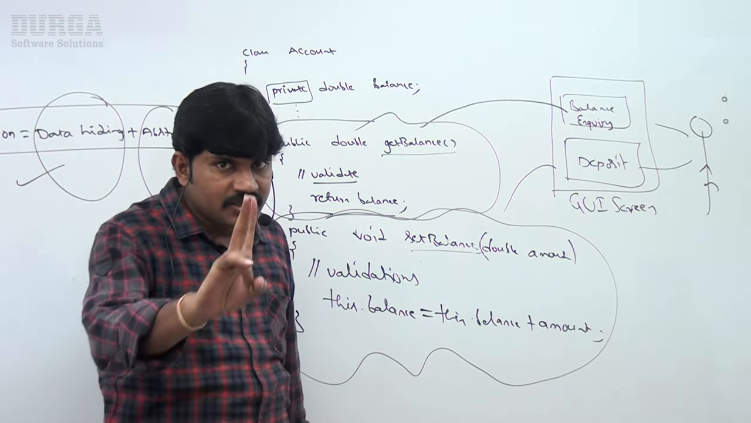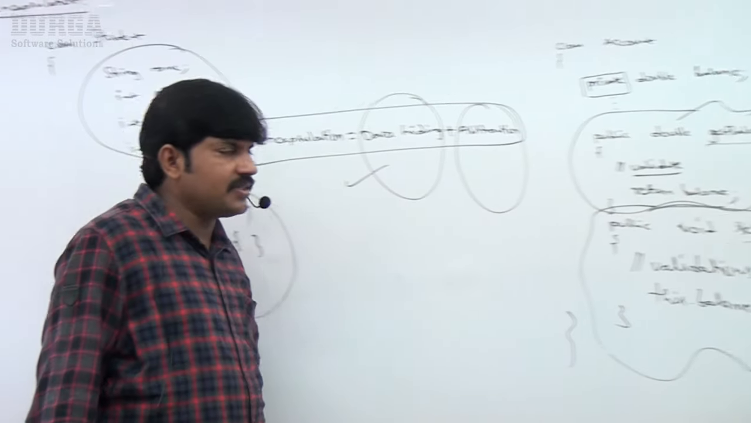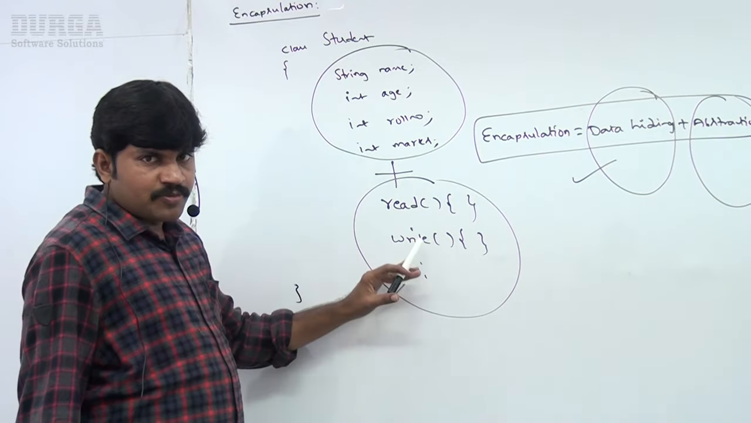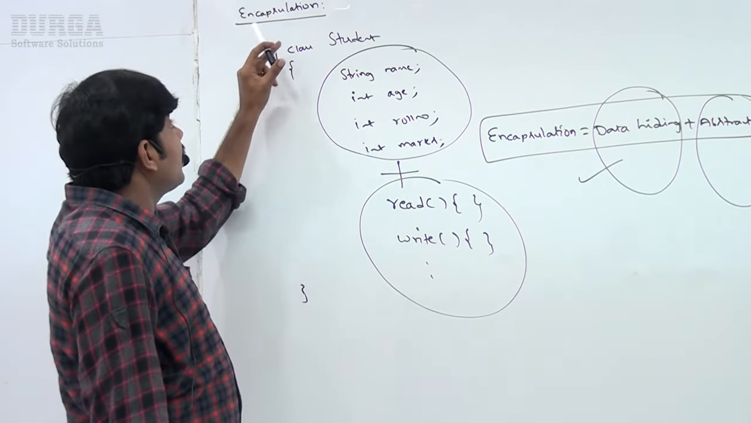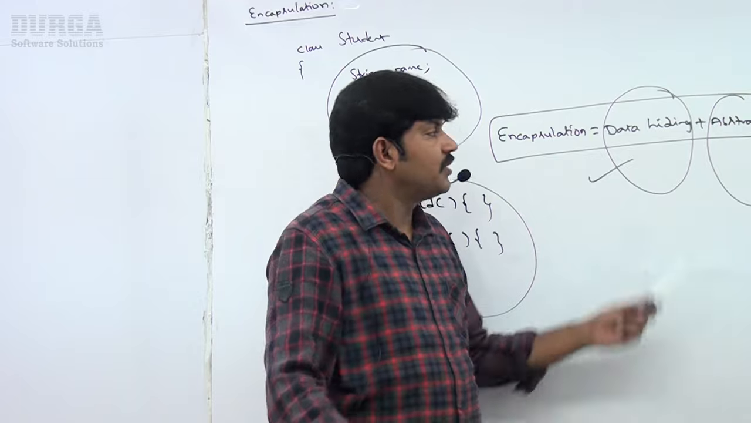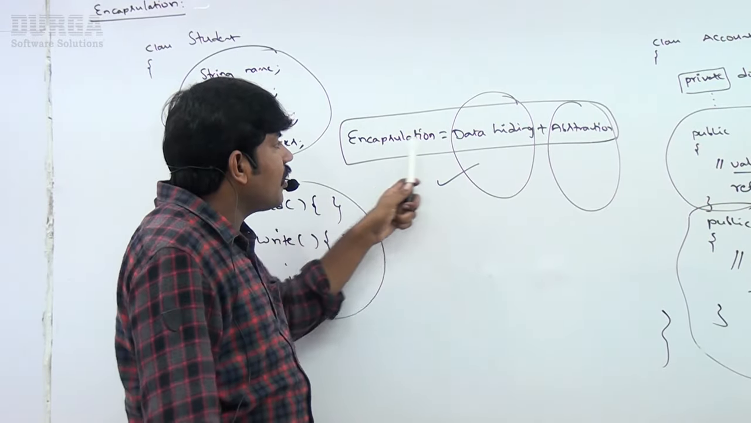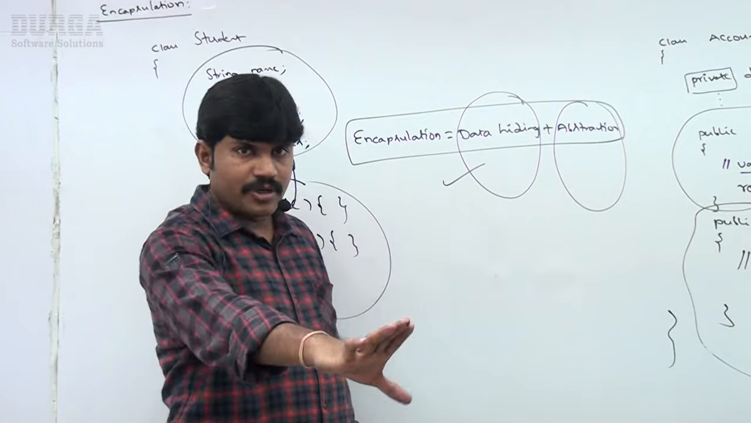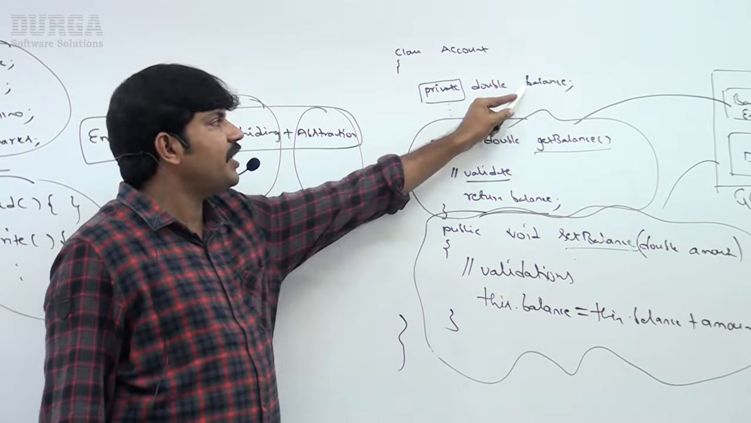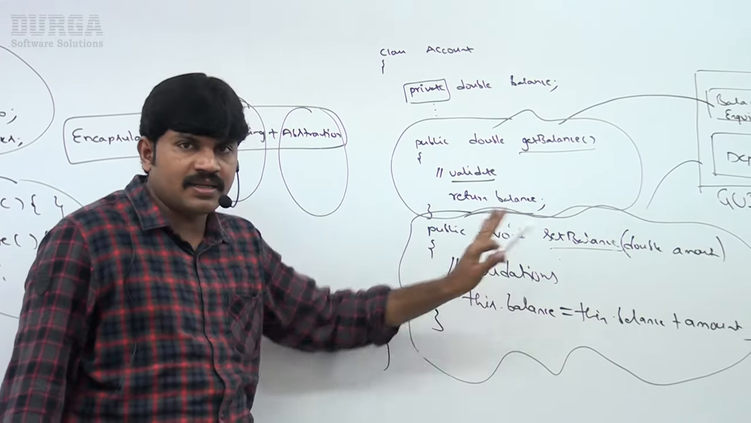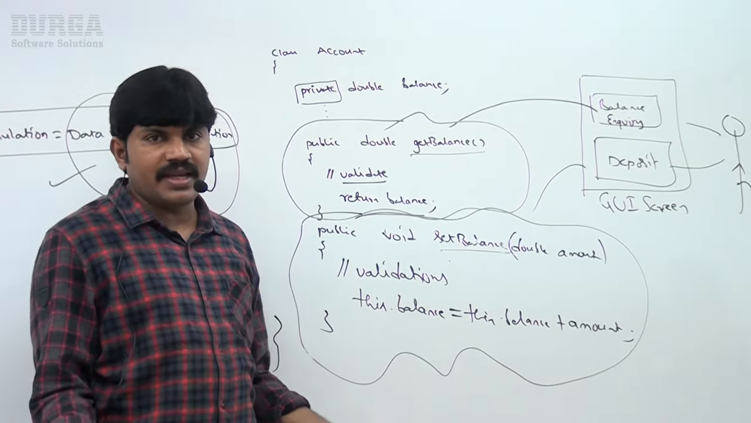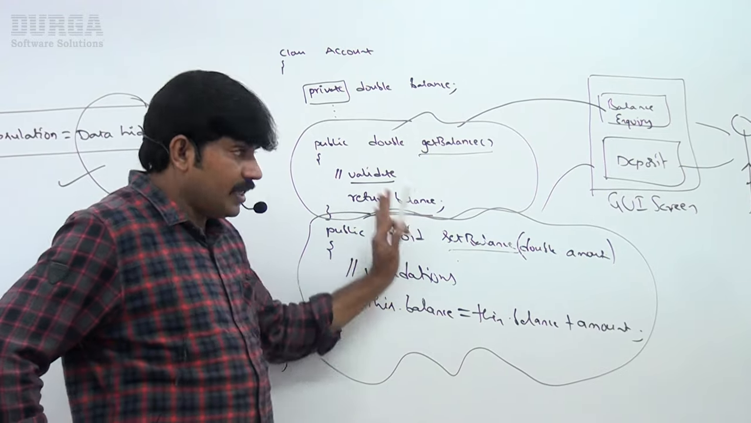Everyone can understand? Sir, I provided two definitions, right? What is the definition? One: grouping data members and the corresponding methods into a single unit is the concept of encapsulation, the theoretical definition. If any component follows data hiding and abstraction, that component is said to be an encapsulated component. Sir, the best example: declare data members as private, and for every data member provide a getter method and a setter method, and we can provide access through some GUI screens. That itself is nothing but encapsulation, right?